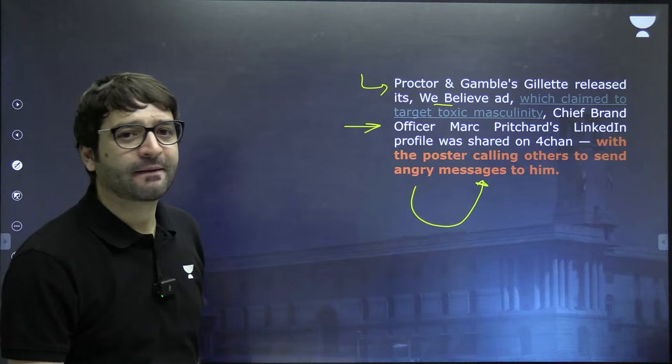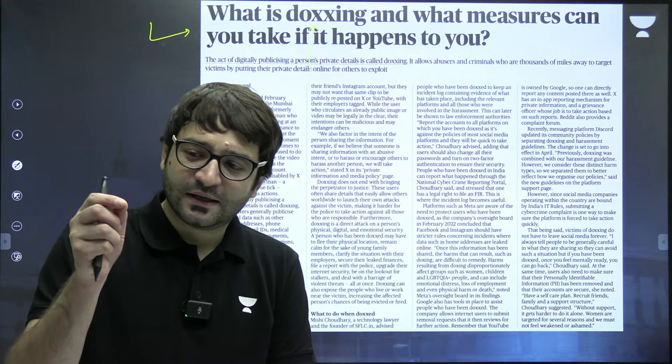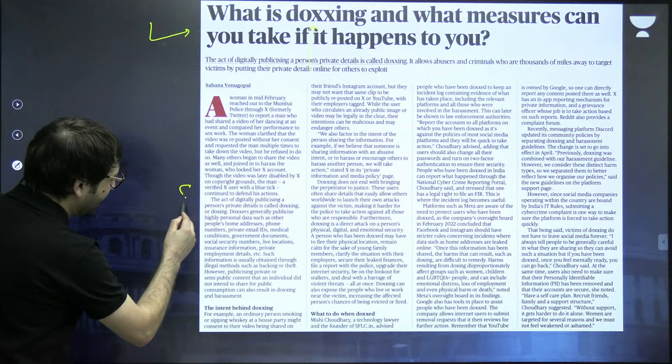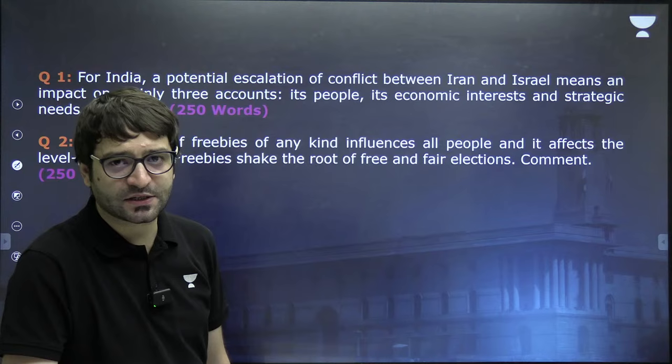And that is what you need to understand from this article, because sometimes questions are asked. This term doxing, recently seen in the news, deals with A, B, C, D. So you need to understand that doxing is an act of digitally publicizing a person's private details. That is what we call doxing. Clear? Let's look at two mains-based questions for practice.